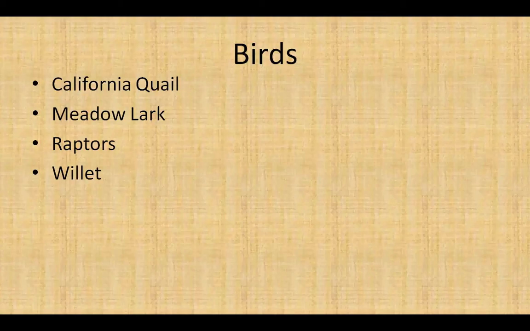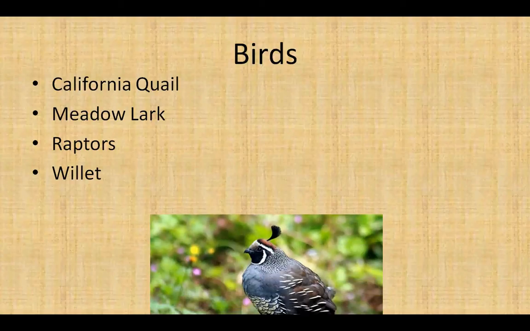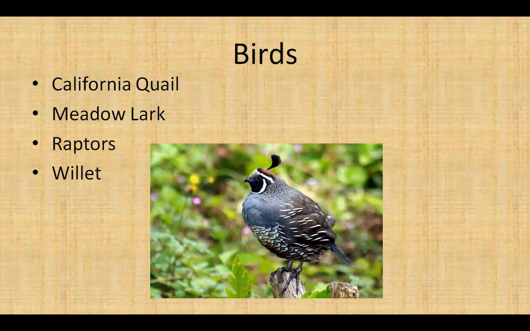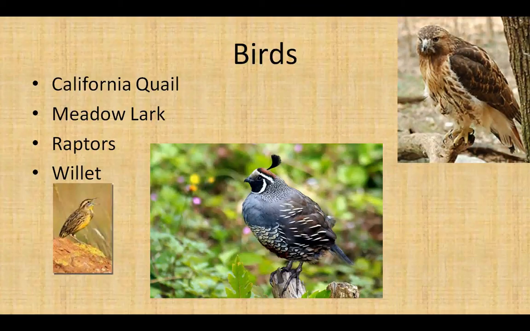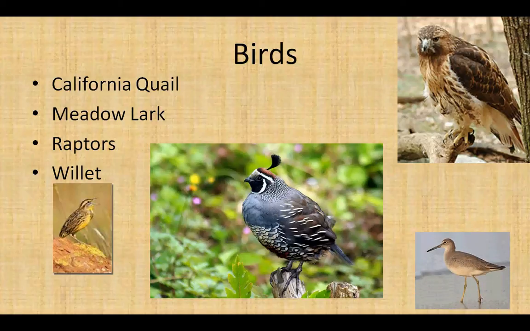Birds. Some birds that are very specific to our area. The California quail. It's hard not to see these little guys running around town or to hear them. Meadowlarks, in any desert environment you're going to find meadowlarks. Raptors, just about year-round you find those. Hawks, eagles, this is a goshawk. And willets. Specific to Nevada for most of the year. Wherever you find water, and it is out there in the desert, you're going to find willets.